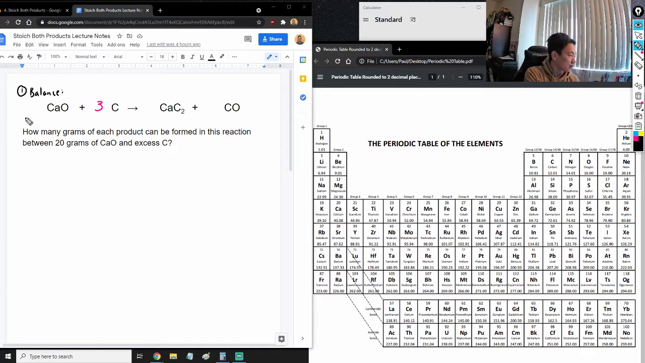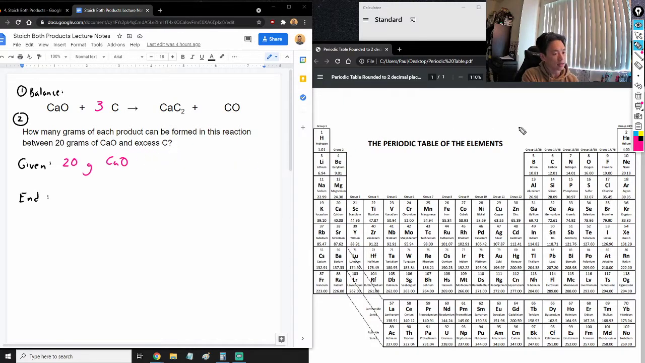Alright, so the second thing you want to do is find the molar mass of all the involved chemicals. So you want to look for your given, and then you want to look for your end. Okay, so let's start with the given. It looks like we're trying to look for the grams of each product that's formed in this reaction between 20 grams of CaO. So we know that our starting number is going to be 20 grams of CaO. And then it tells us there's excess carbon.